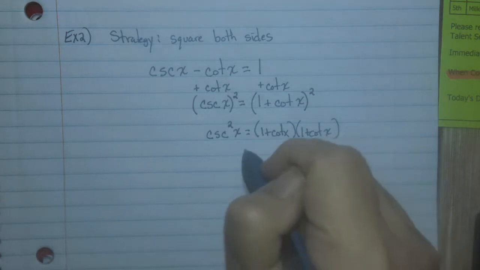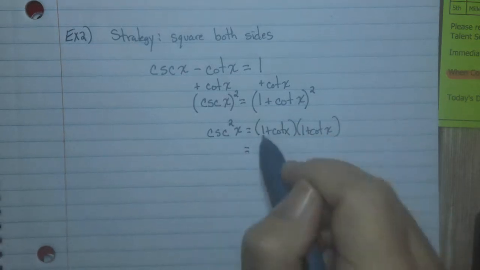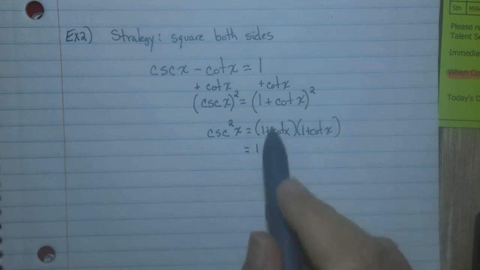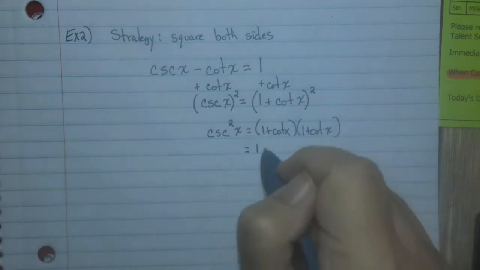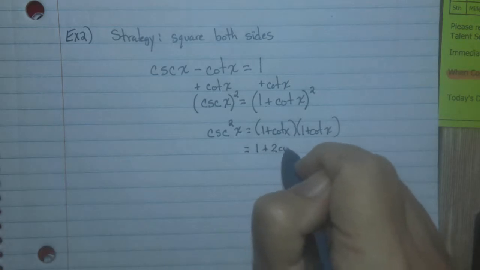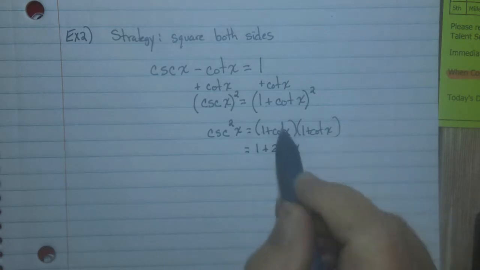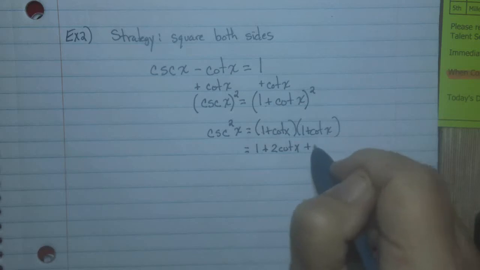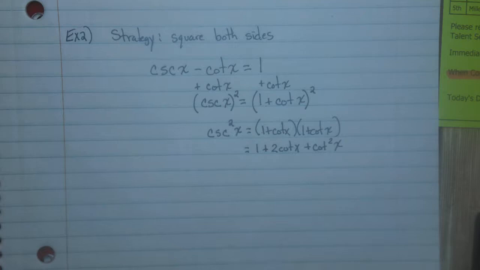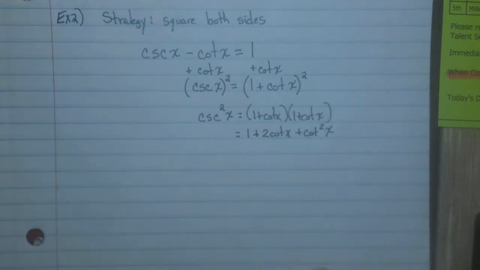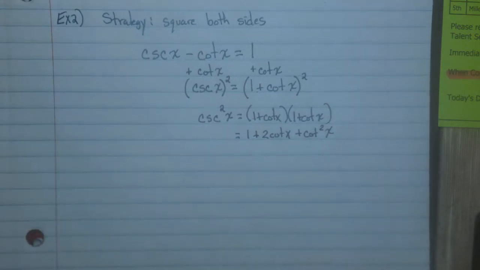All right, so on my right-hand side, I'm going to go ahead and multiply by distributing. 1 times 1 is 1. 1 times cotangent is cotangent, and cotangent times 1 is cotangent, so that's 2 cotangent x. And then cotangent times cotangent is cotangent squared x. This looks like I'm making a bigger mess than even what I started with.